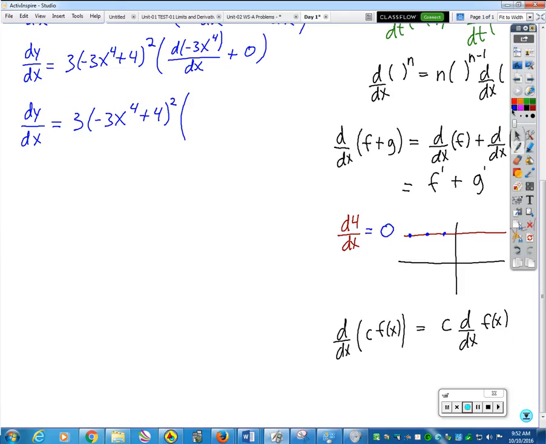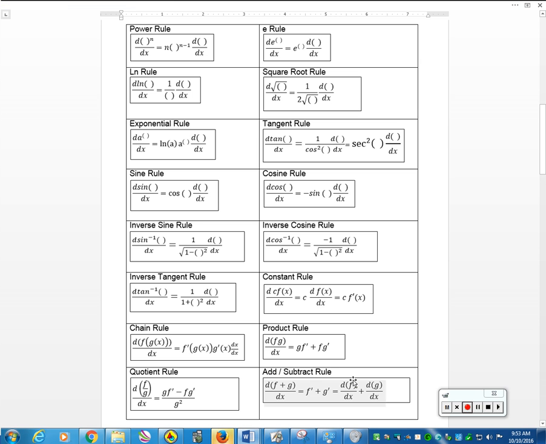Anyone have a question of why Todd chose to use the constant rule? Yeah. Its process of elimination can really help. We've got negative 3 multiplied by something to a power. So if I look at the rule sheet, I can quickly say it's not ln, it's not e, it's not square root, tangent, it's not a to the x. I can eliminate all of these possibilities. Is there any question about getting rid of those very quickly?